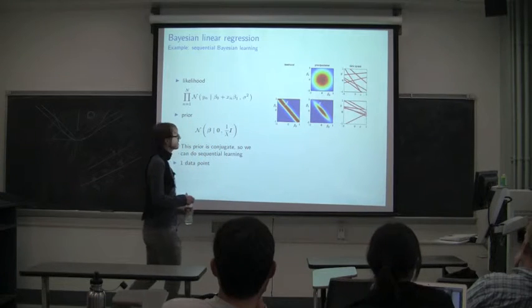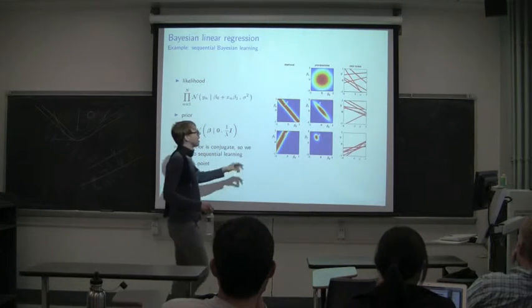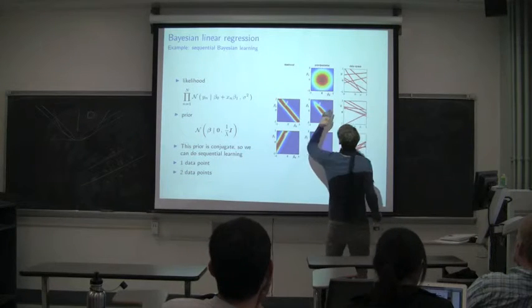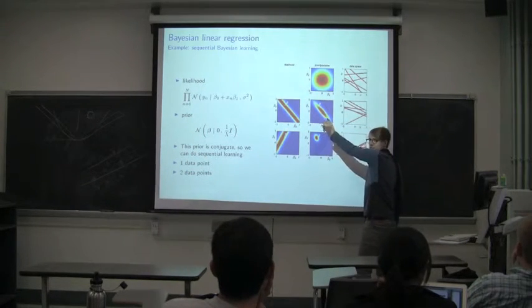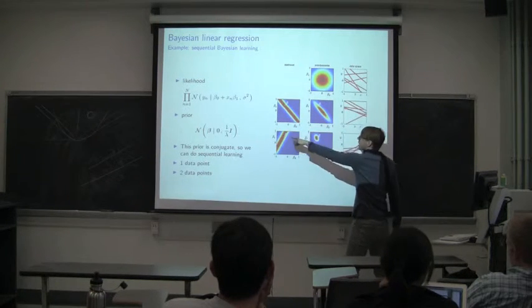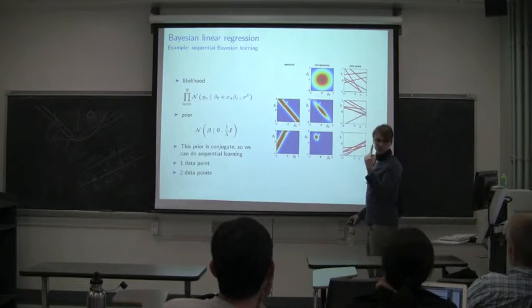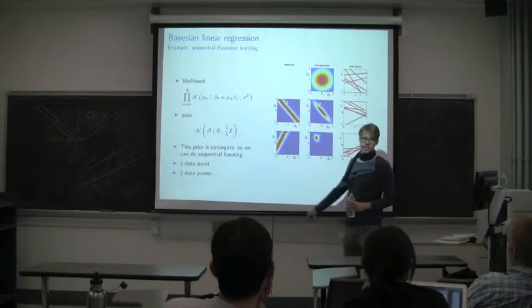Now we add a second data point, and what we do is we now use this as a prior. So our posterior from before now becomes our prior. We again have a likelihood, again only consisting of one data point, so we again have this likelihood that looks like a line.